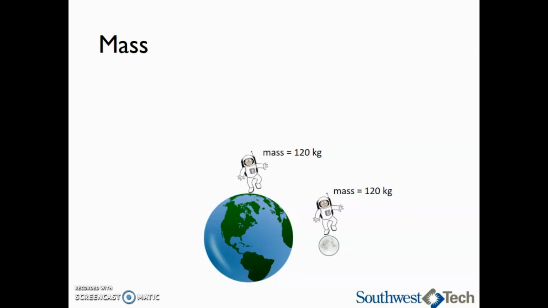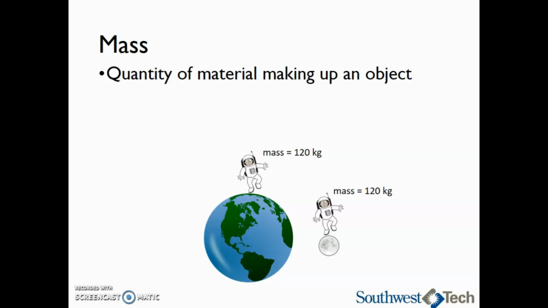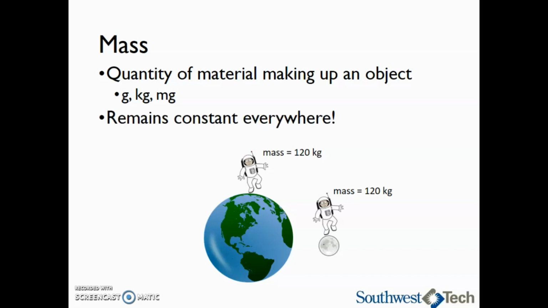This third lecture video is going to cover very briefly mass, weight, and also accuracy. Mass is the quantity of material making up an object. Mass is measured in grams, kilograms, which is the SI unit of mass, or milligrams, but the important thing to remember about mass is that it remains constant everywhere.